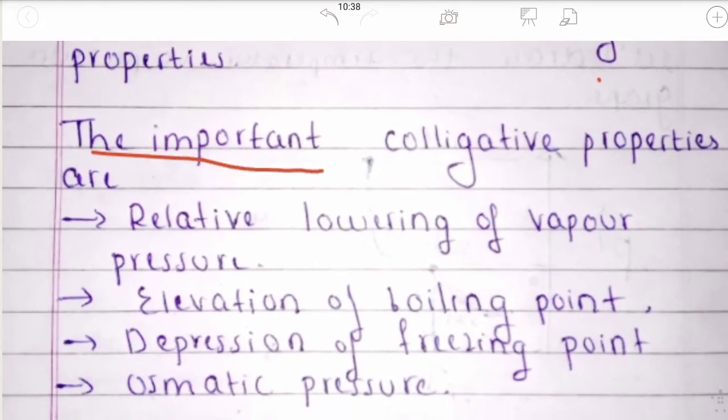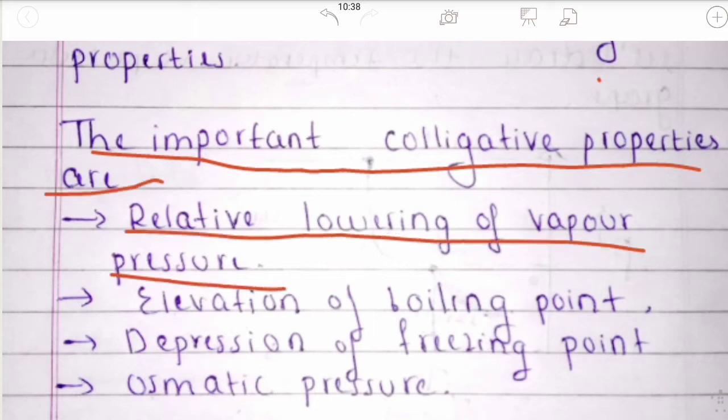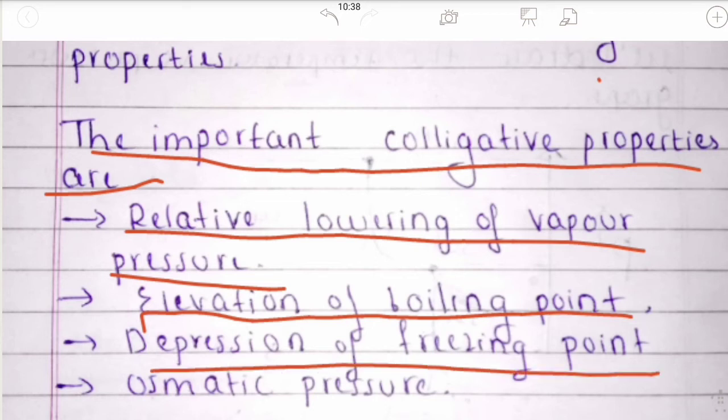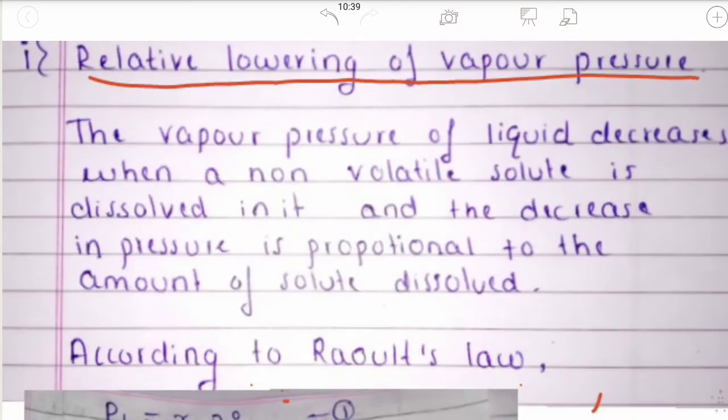The important colligative properties are relative lowering of vapor pressure, elevation of boiling point, depression of freezing point, and osmotic pressure. These are the four important colligative properties. We'll understand each of them step by step. Lowering of vapor pressure is the first colligative property. This property was mainly explained with the help of Raoult's law.